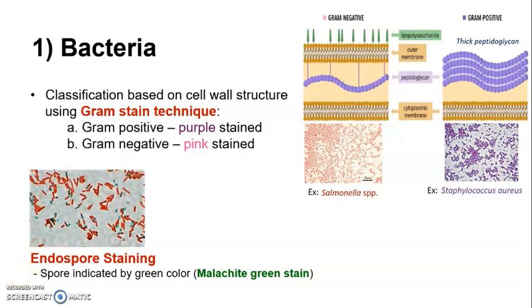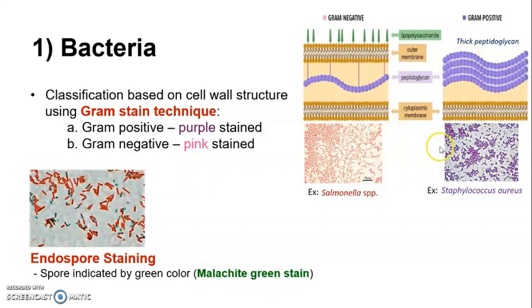Bacteria can also be classified based on cell wall structure. Remember, bacteria are prokaryotic cells, and prokaryotic cells have a cell wall. So one of the important techniques in microbiology is the gram staining technique, where it differentiates between gram-positive and gram-negative bacteria. The difference between these structures is that gram-negative has a very thin layer of peptidoglycan, whereas gram-positive bacteria has a very thick peptidoglycan.